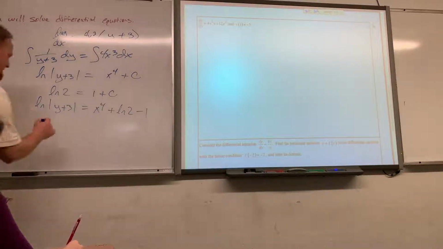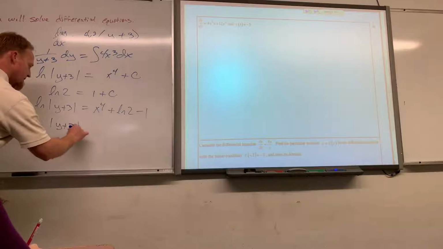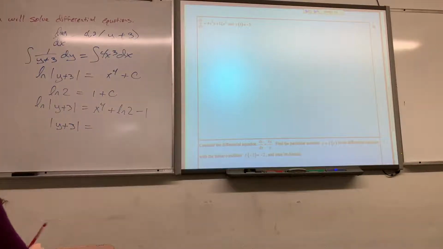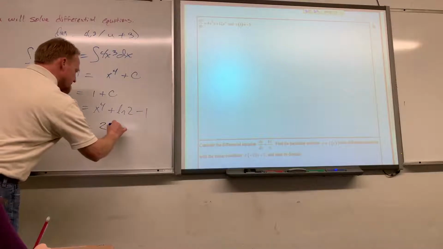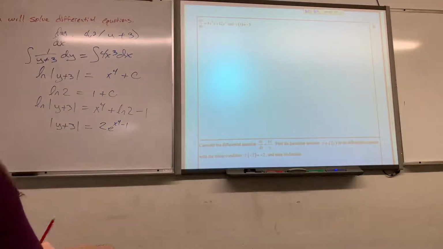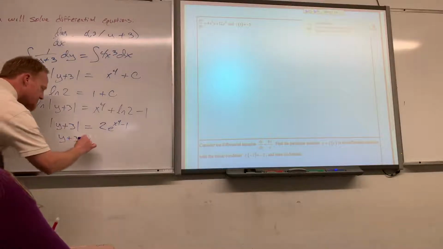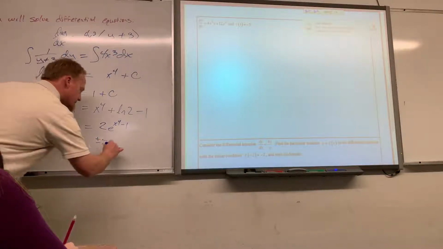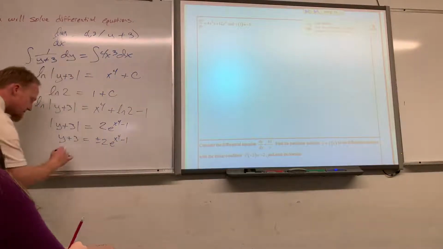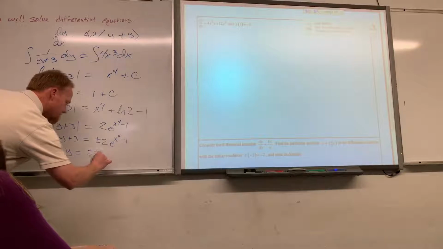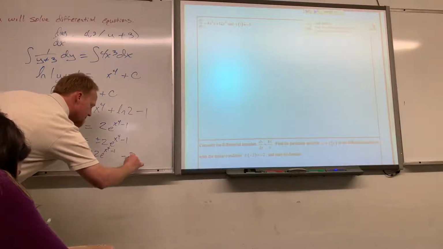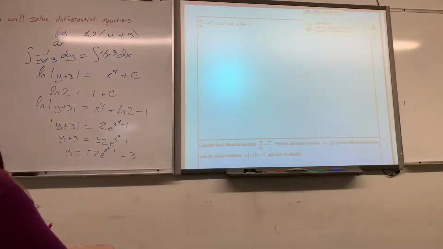Take the e of both sides. When I e the right side, what's going to be the coefficient? 2. All right. So to get rid of the absolute value, I'm going to do plus and minus just for the moment. Subtract the 3. And then choose whether I want that 2 to have a positive or a negative in front of it. Which one do I want? Negative. I want the negative in front of it.